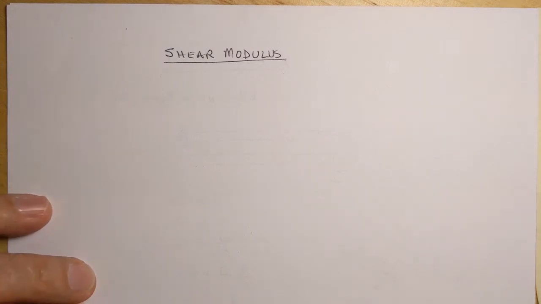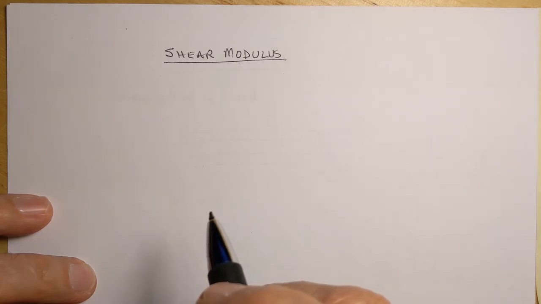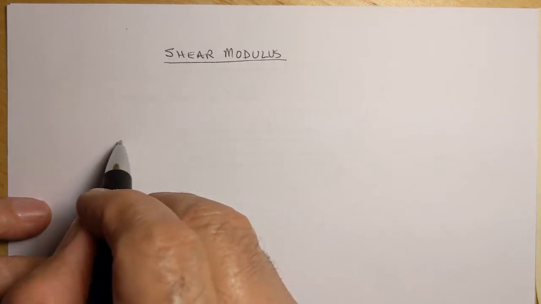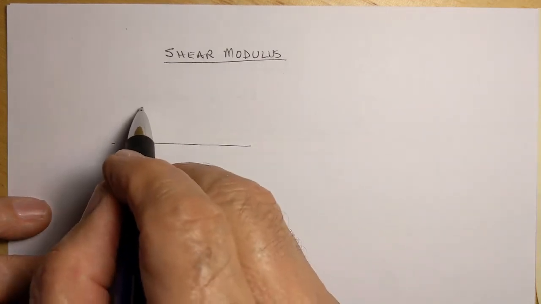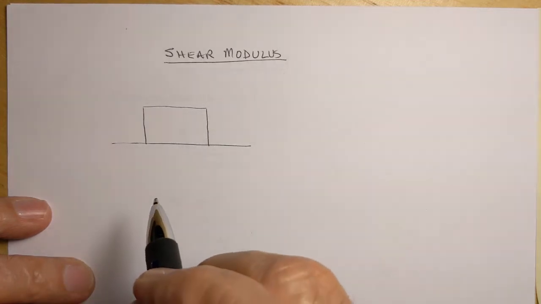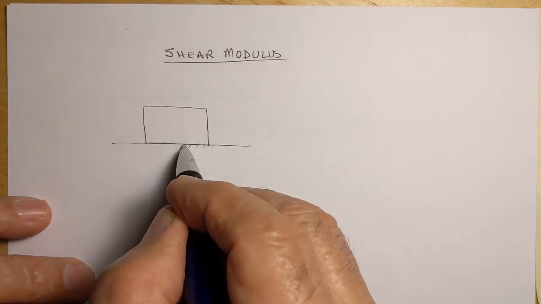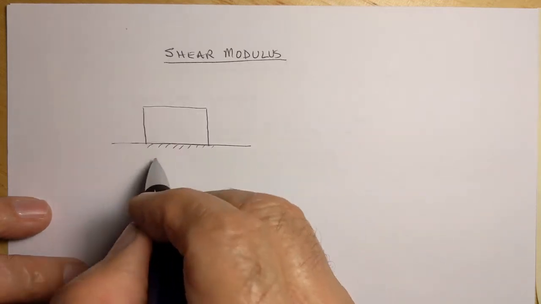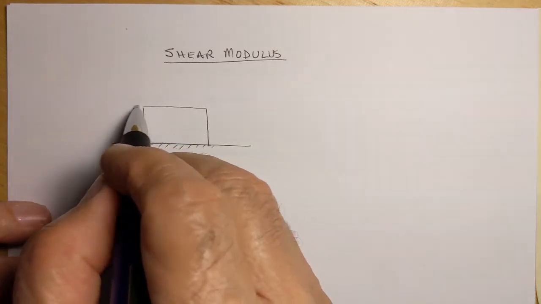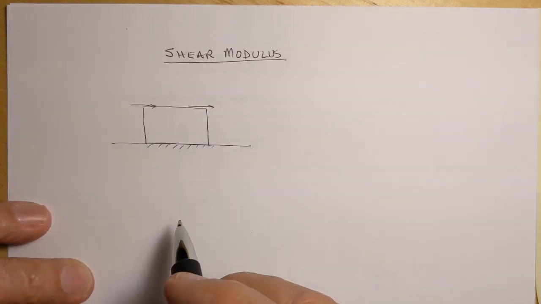Okay, materials experience shear when the force is applied parallel to one of the faces. So if you have a side view of an object, let's say a box or a book sitting on the table, and the bottom is held rigid, so the bottom of the block cannot move, and a force is applied on the side, on the top surface. The top surface is pushed to the right.